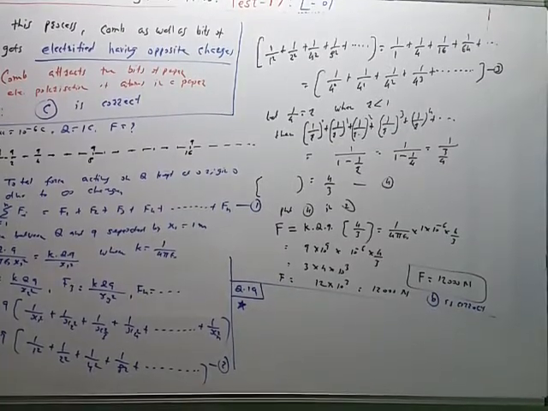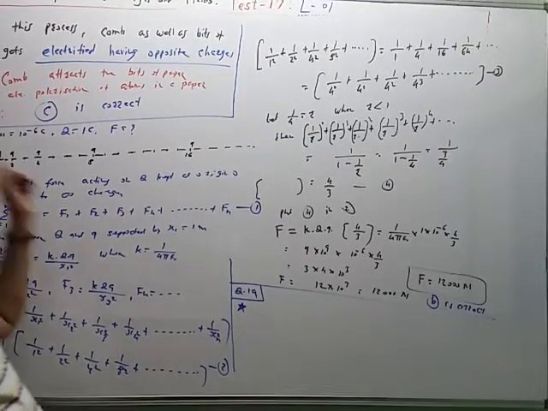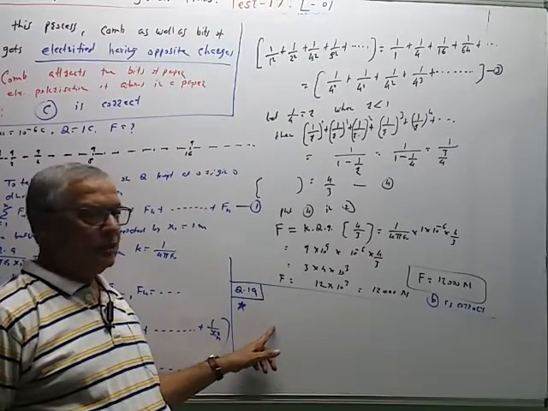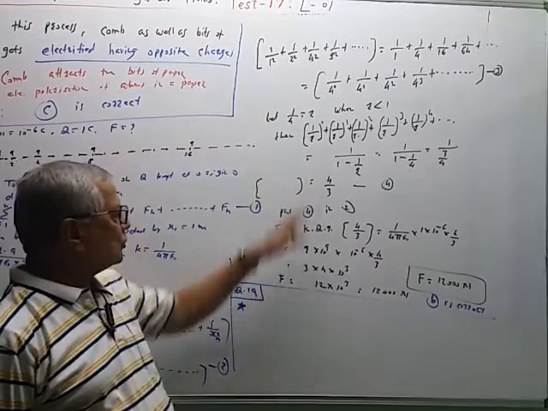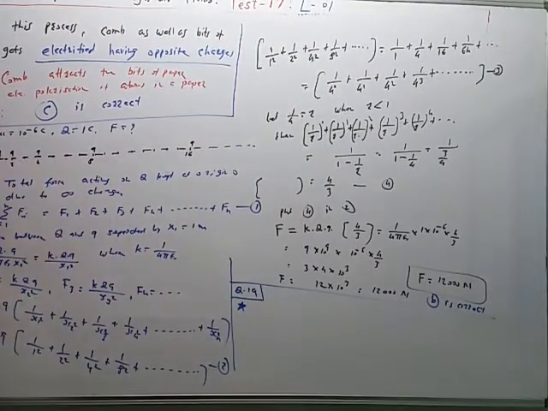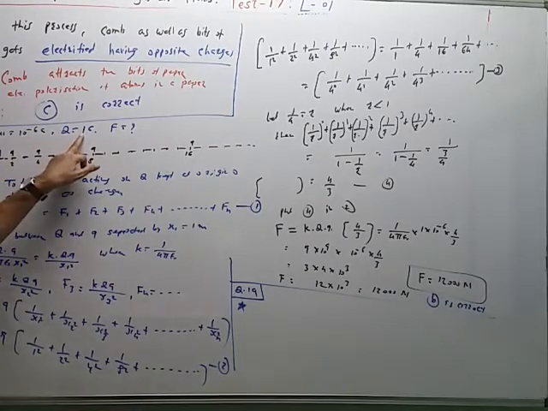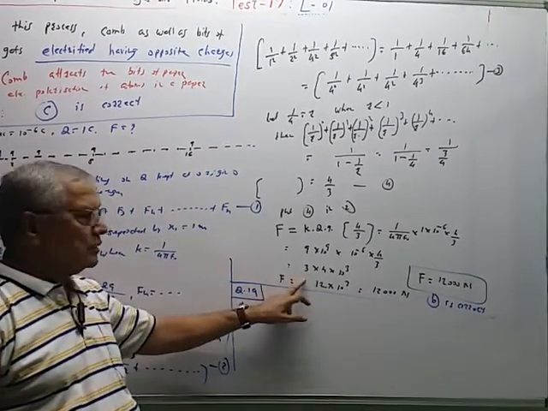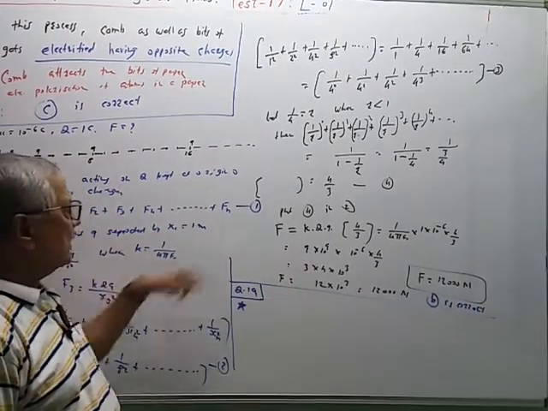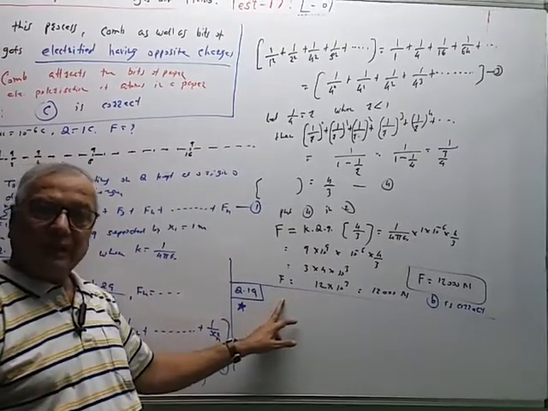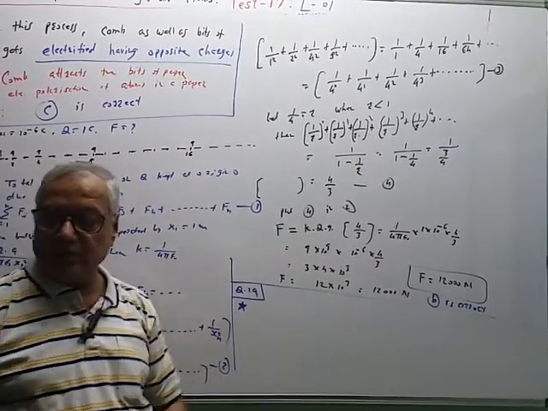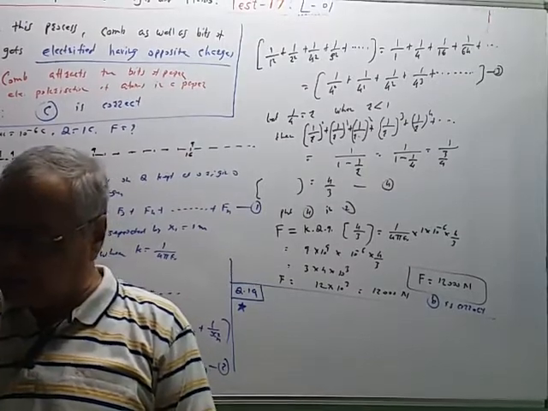Problem number 19. Problems number 3 and 19 are related to each other because we have calculated the force acting on a unit positive charge kept at the origin. Using that force calculation, we now have to find the electric intensity. The same situation is given, so I will read the problem.